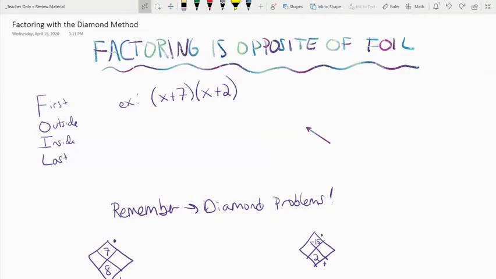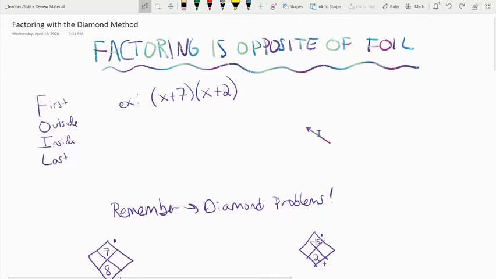Hey everybody, this video is on factoring with the diamond method. And if you haven't watched all of the Khan Academy videos for week 3, you need to make sure that you go and do that before you start this, because that's going to teach you about some of this stuff that you're going to need to know before you watch this video.